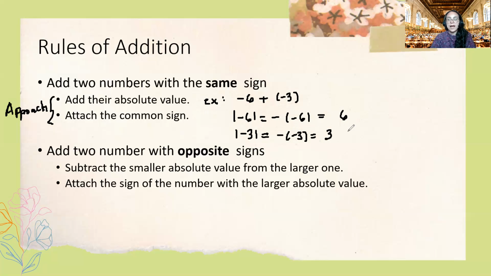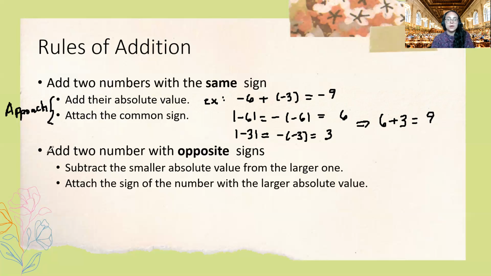Now I'm going to add these absolute values. 6 plus 3 gives me 9. And now I'm going to attach their common sign. Here I see that they're both negative, so I'm going to add a negative sign to this. So this is going to be -9, and that's going to be our final answer.